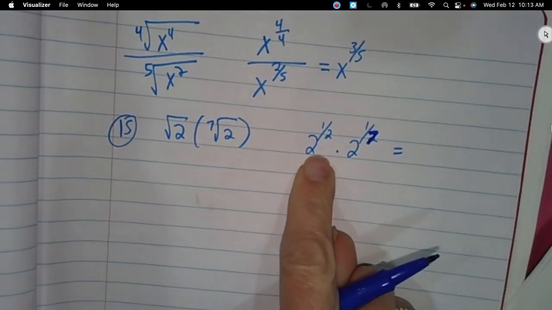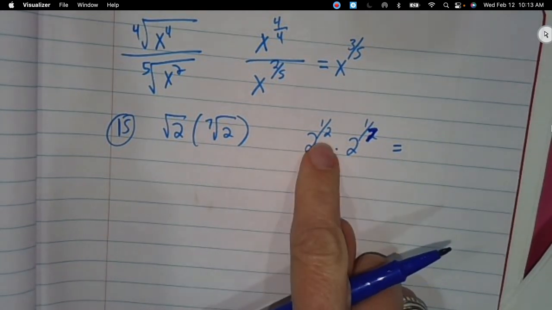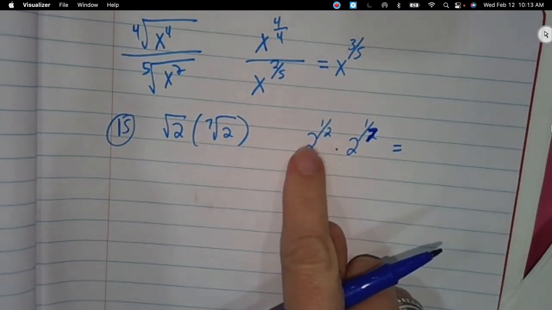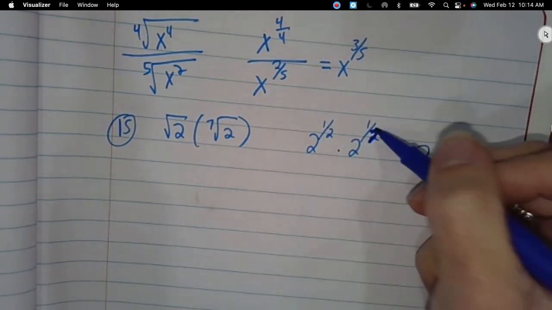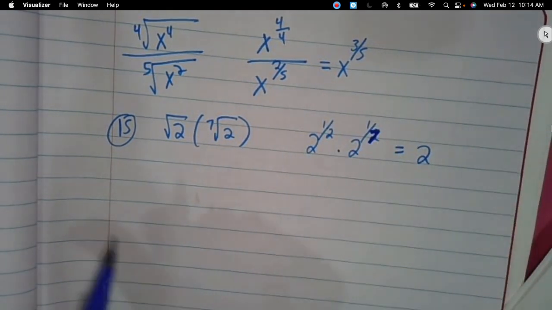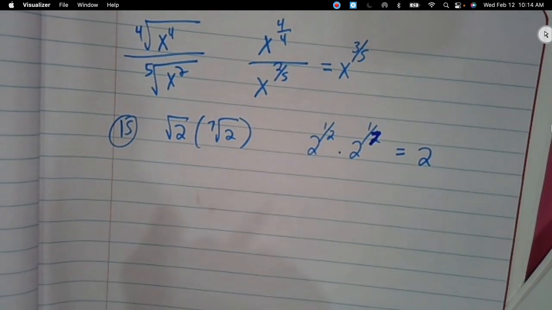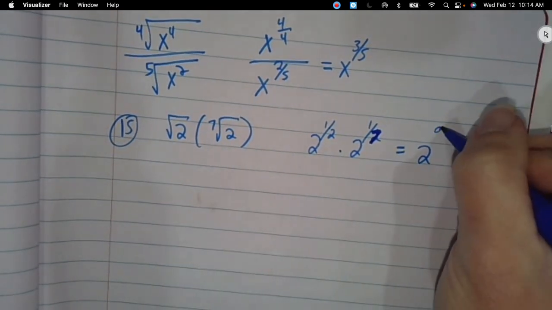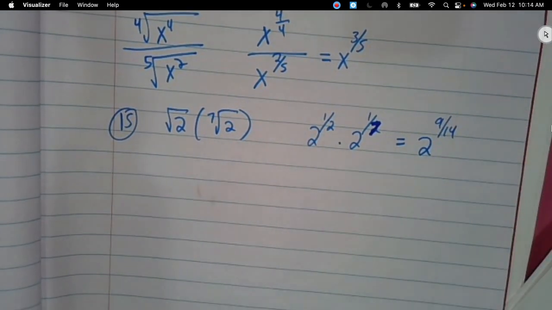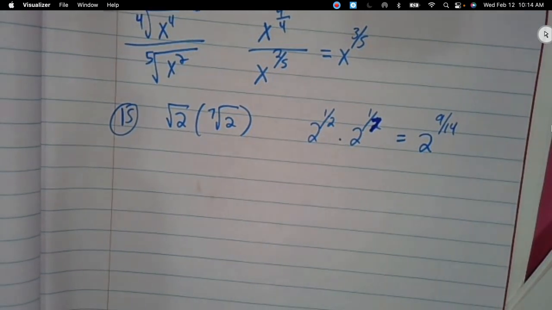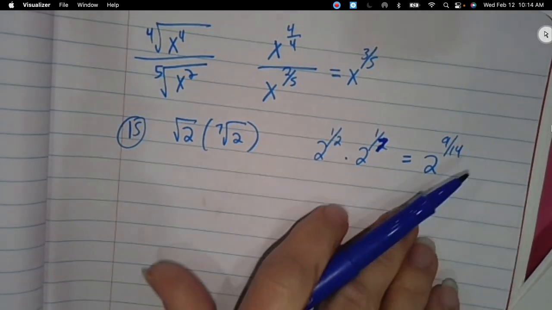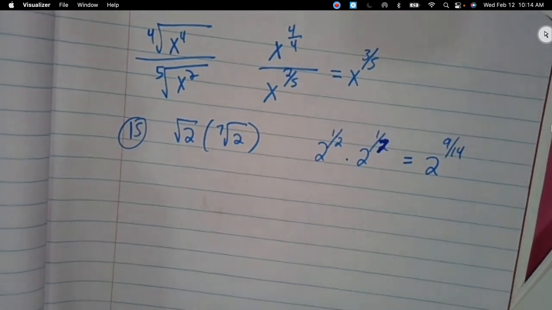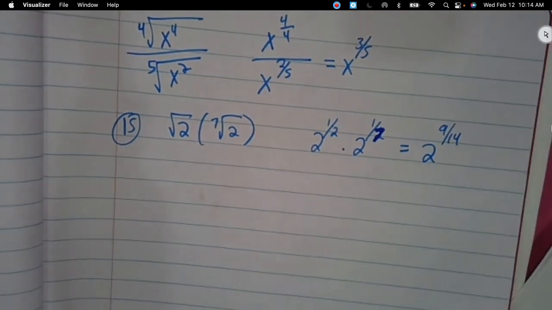Okay, then what do you do with those fractions? You add them. So it's 2 to the, what is 1/2 plus 1/7? You can put that in your calculator. 9/14. There you go. 2 to the 9/14. I would put in my calculator 1/2 plus 1/7, math enter enter. Do you need me to show you on my calculator?